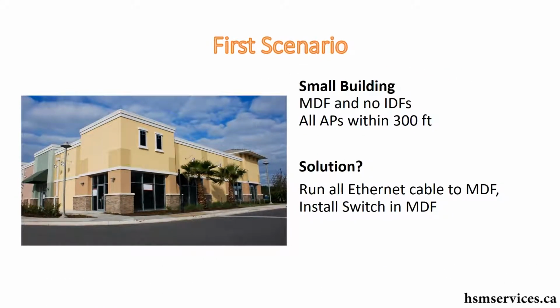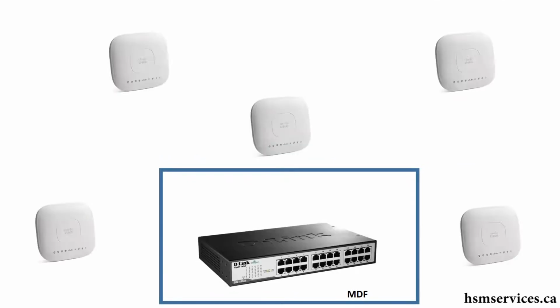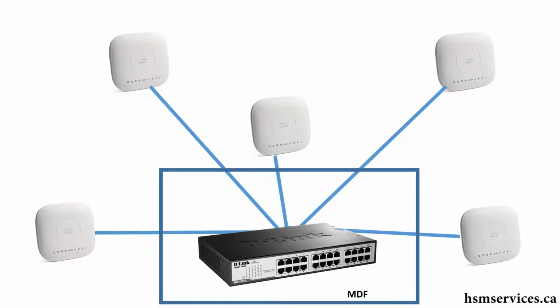So let's look at some design problems. The first one is a small building and it's got only one MDF and no IDFs, and all the access points are within 300 feet of the MDF. So what do you do? You run all your Ethernet cable back to the MDF and your switch goes there, and that's very easy. So this is our MDF, we've got our switch, and we've got our access points scattered throughout the building, and we just run them back to the MDF. So very, very easy.